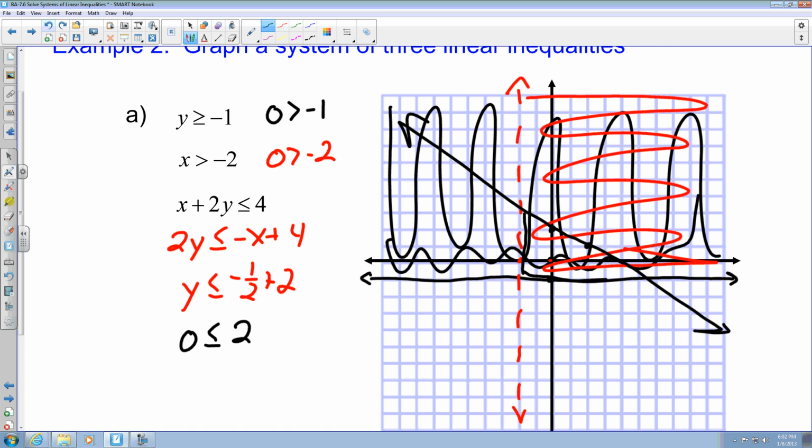And I'm going to try to really shade this in good. This is considered the final shaded region because it overlaps all three shaded inequalities. It shades where y is, no, I'm sorry, greater than or equal to negative 1. It's shaded here where x is greater than negative 2, and it also shades into our x plus 2y is less than or equal to 4.